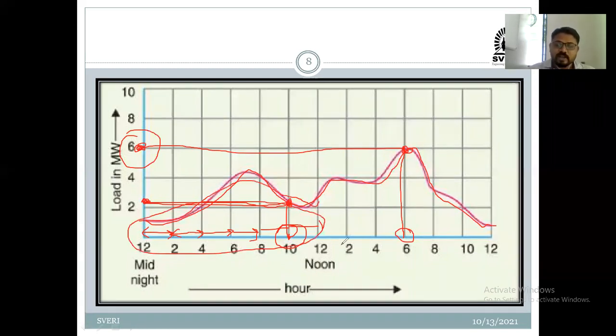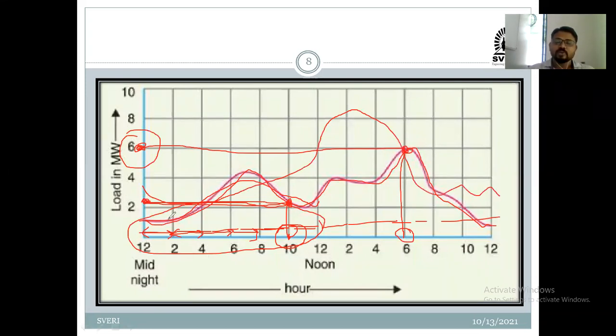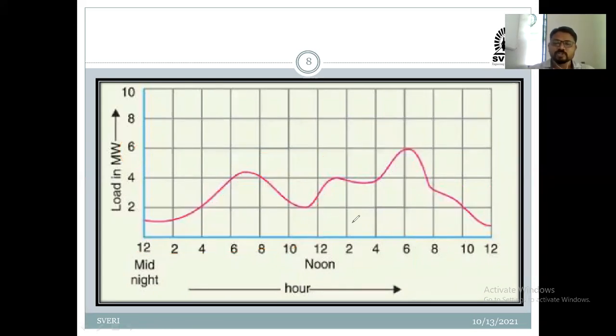If I have to go for the monthly basis, what you are going to do: January, February, March, April, May, June, July, August, September, October, November, December, up to this one. Whenever you plot all these, the line you get is nothing but the load curve. That's why it is possible for you to plot the load curve on a daily, weekly, or monthly basis.